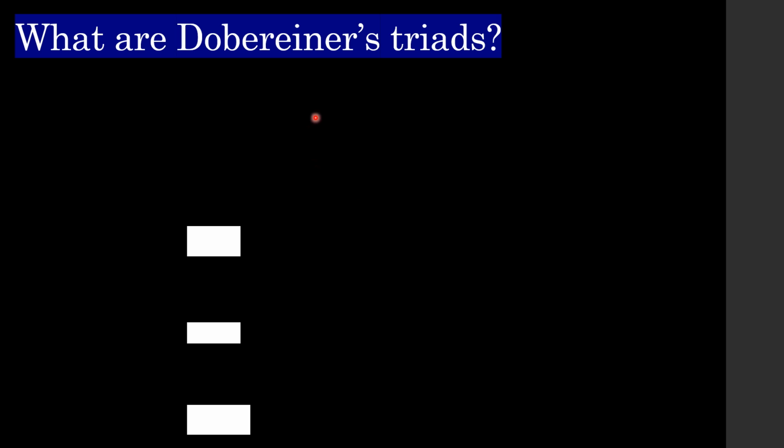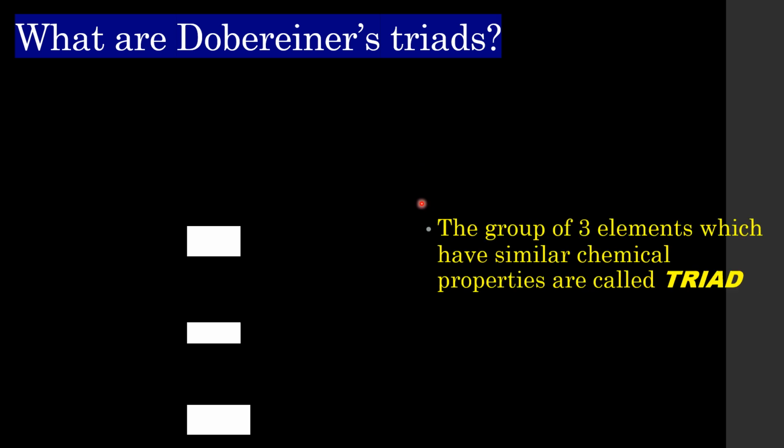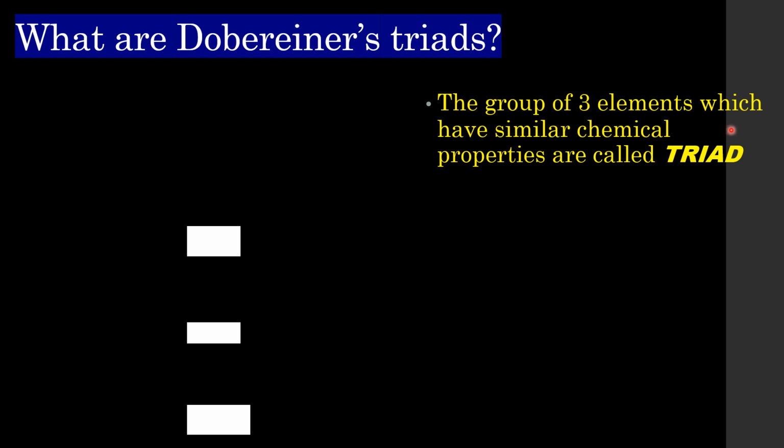Now, what are Dobereiner's triads? So Dobereiner is the first person who attempted to classify the elements. Okay. Triad. You might have watched, tri means what? Three. You might have watched Three Idiots. A group of three friends is always great. So here, a group of three elements. He is taking three elements which have similar chemical properties. So those groups of three elements, he called a triad.